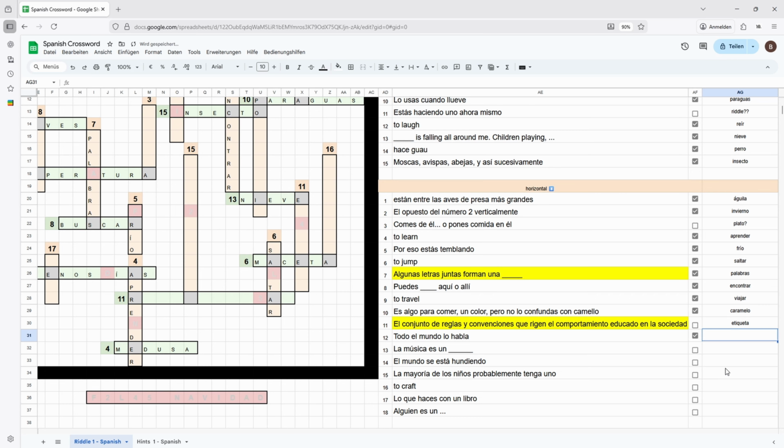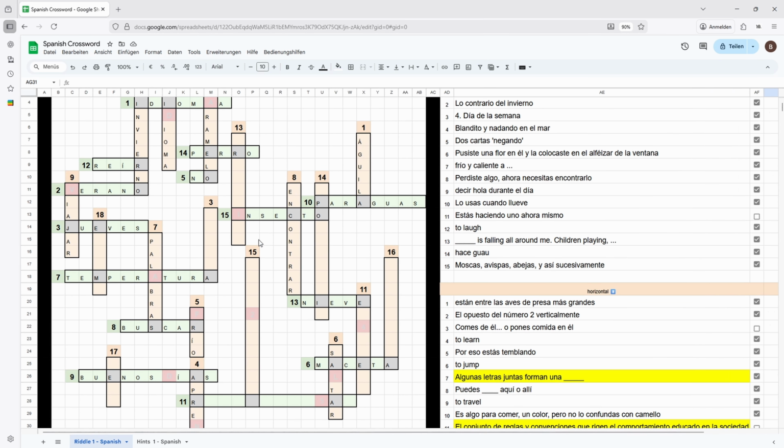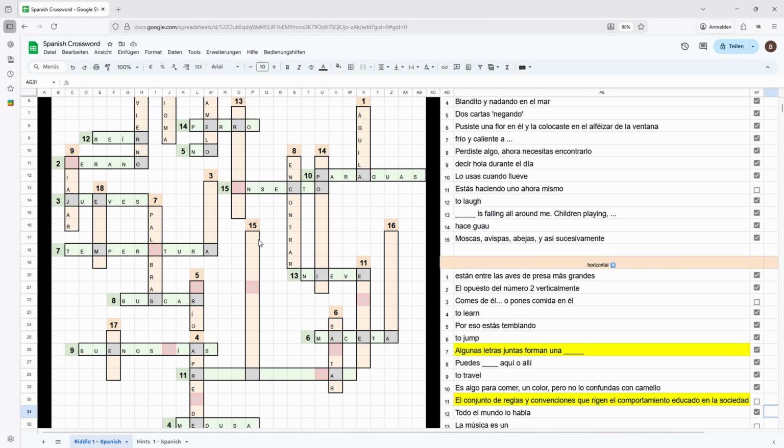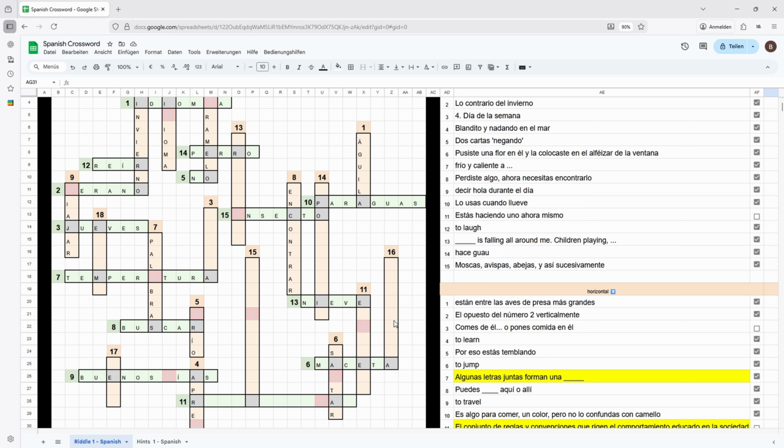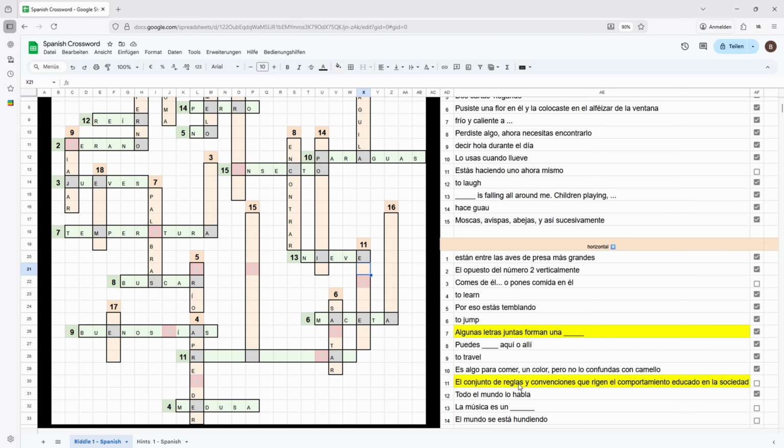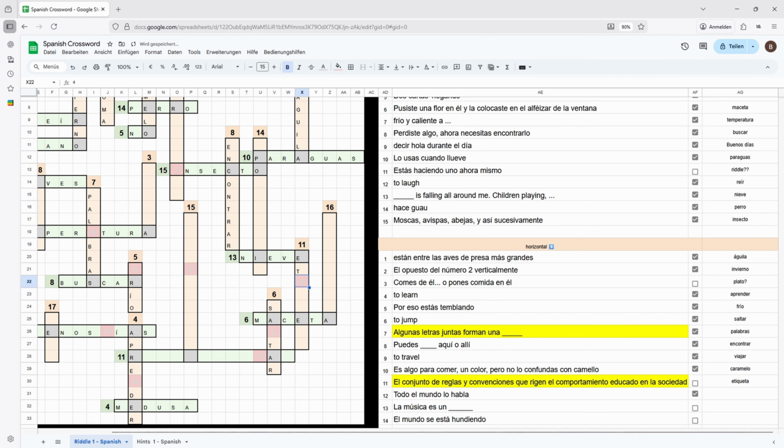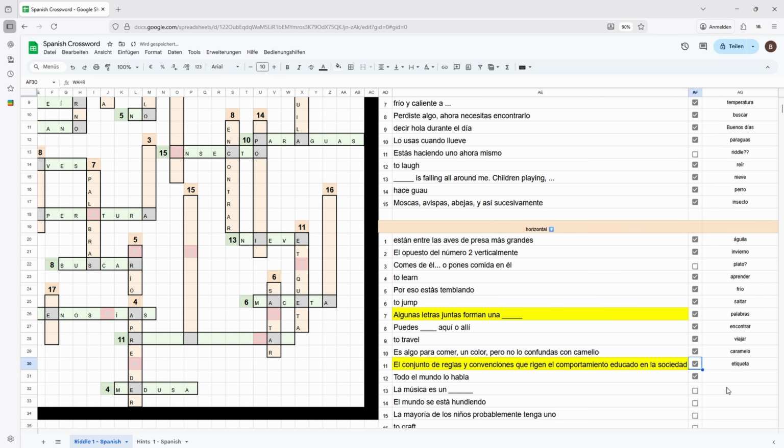I would assume it is with an A, but I'm not sure, I'm just guessing. Let's see if it works. Where is 11? There. It could be working. It works from the letters and the numbers of letters, so we're just taking that. And that was idioma.